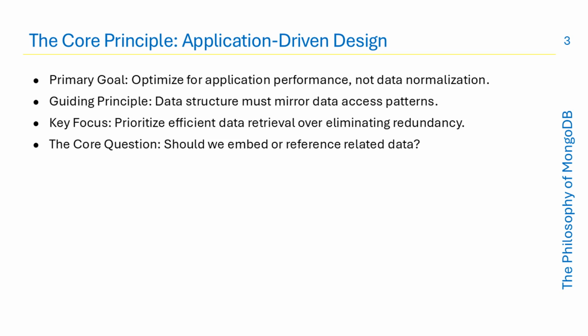Therefore, the entire process of data modeling in MongoDB boils down to one critical, recurring question for every relationship between entities. Do we embed the related data within a parent document for fast access, or do we store it separately and link to it using references for greater flexibility? We will spend the rest of the lecture exploring the implications of this choice.